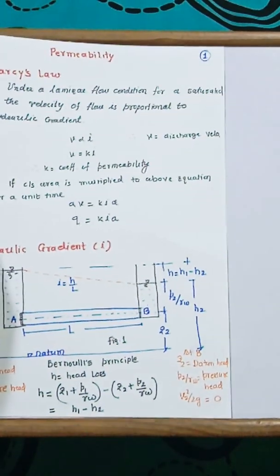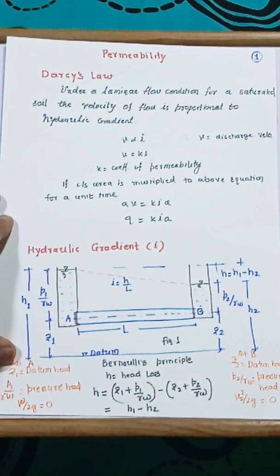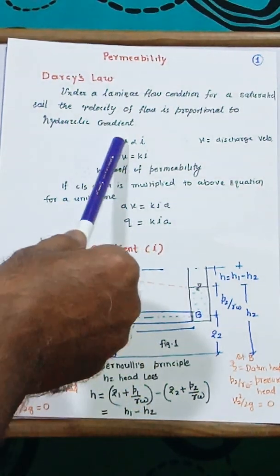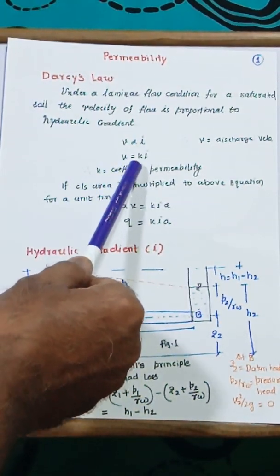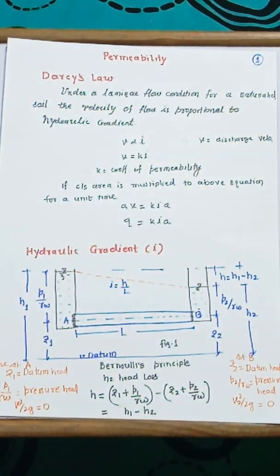So I will just revise the first part. Already we discussed in our lecture quickly about Darcy's law. Darcy's law requires basically a laminar flow for a saturated soil, and the velocity of the flow is proportional to the hydraulic gradient, which I have shown here. So the velocity is equal to ki, where k is called the coefficient of permeability.